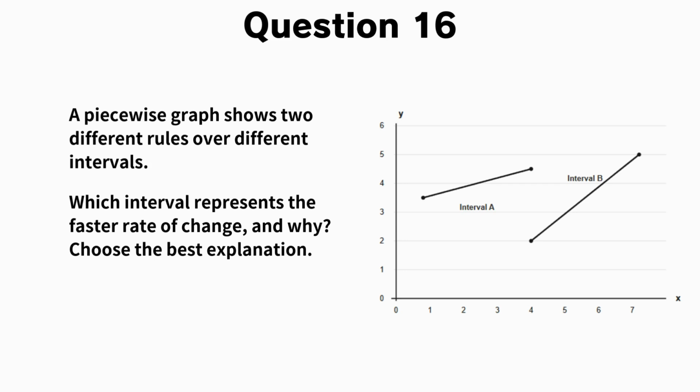Question 16. A piecewise graph shows two different rules over different intervals. Which interval represents the faster rate of change, and why? Choose the best explanation. Look carefully at both intervals. As before, do not focus on starting height. Compare how much the value increases over similar x intervals. Pause here and decide which interval is increasing faster and which explanation best supports that conclusion.